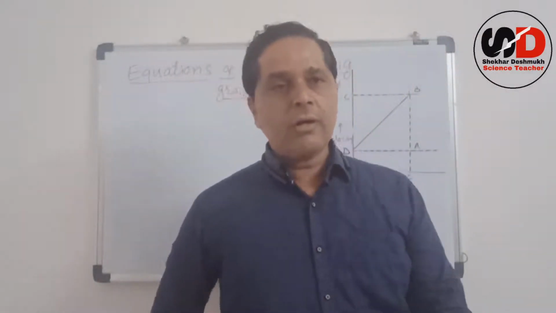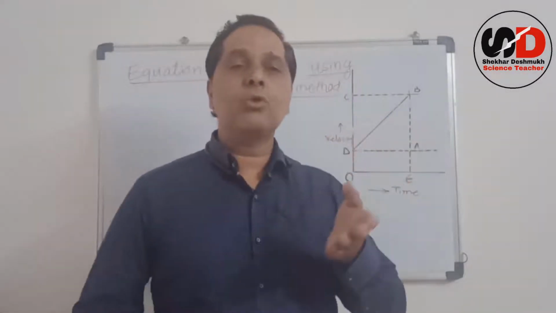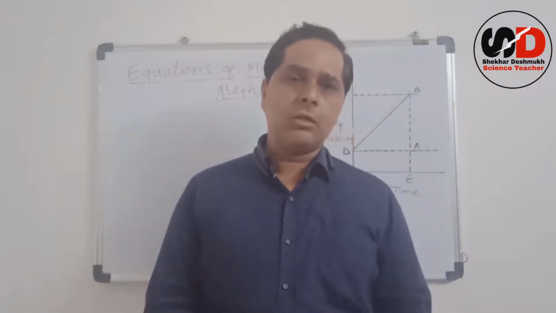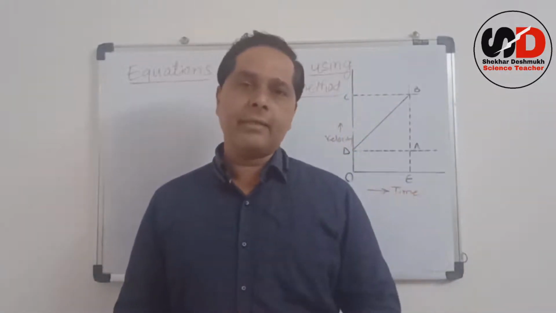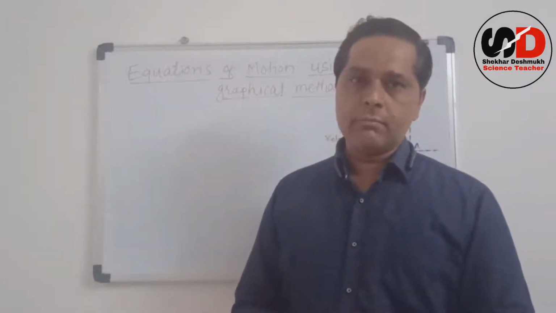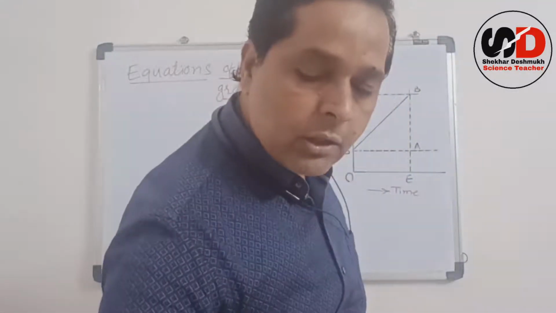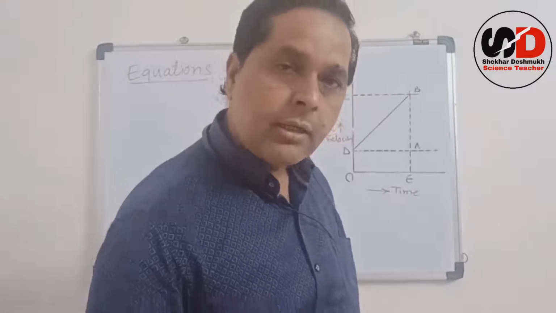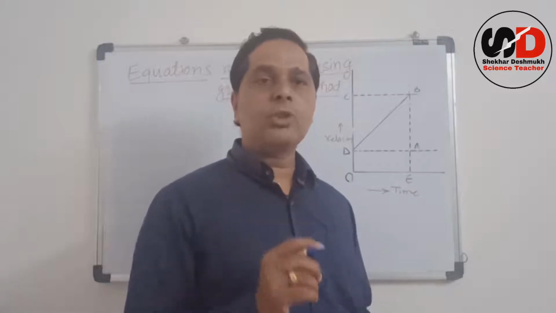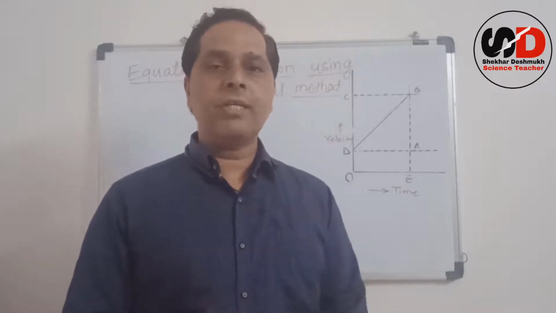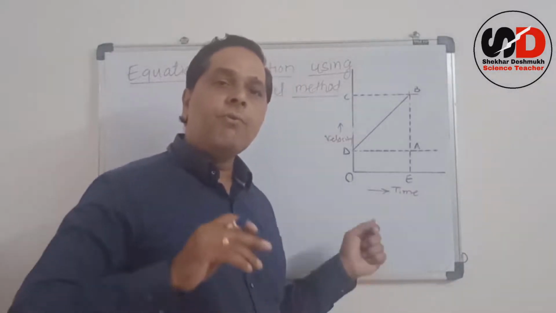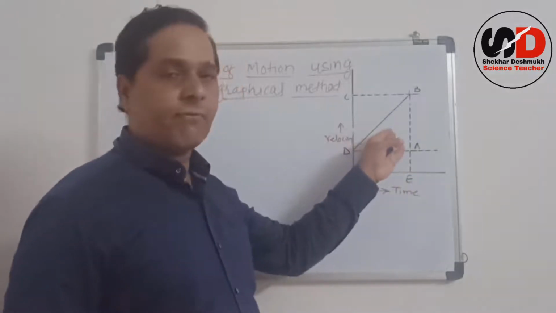Before directly going to the graphical method, we must know what the equations of motion are. Newton studied the motion of an object a lot and he gave three equations of motion for linear motion, for an object which is moving in a straight line. These three are called Newton's equations of motion. I will write these three equations here, and then we prove them using this graph.